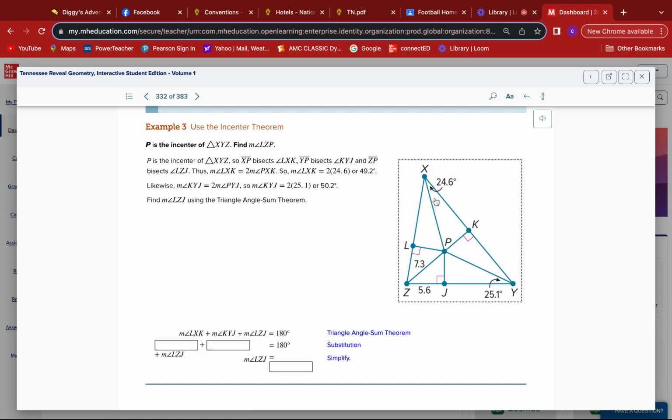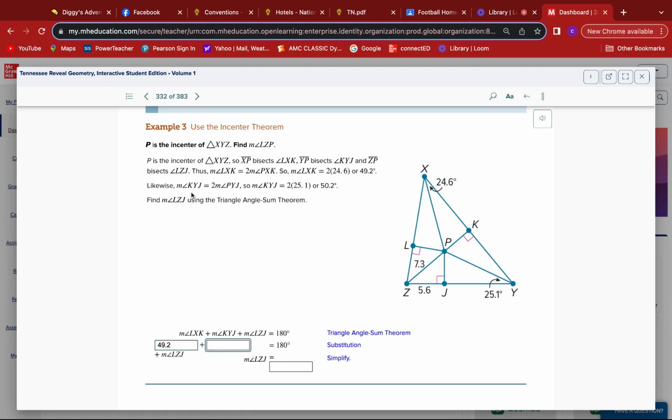2 times angle PXK. So it's twice this. Well, 24.6 times 2 would be angle LXK. So I need to multiply 24.6 times 2. So it's going to be 49.2. All right. Okay, so that 49.2 goes in for LXK. That's going to go in right there.